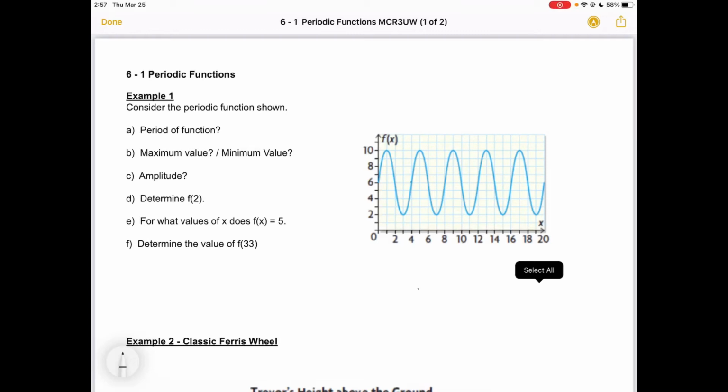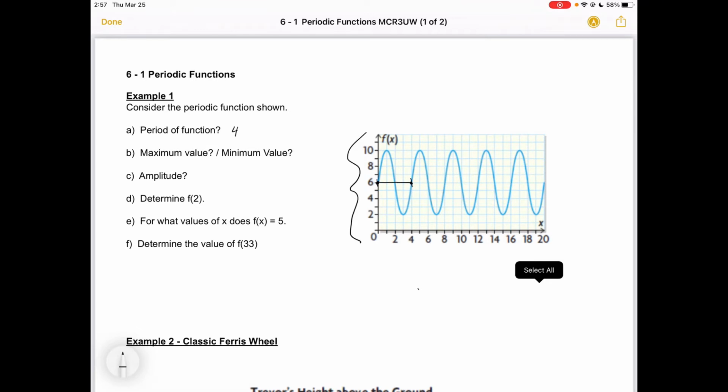This video goes over examples of periodic functions. So here we do have a periodic function shown, and the first thing that we're asked to figure out is the period of the function. So that is one whole revolution, so up, back through the middle, down, and then back to our starting point. Our period is that horizontal length of one cycle.